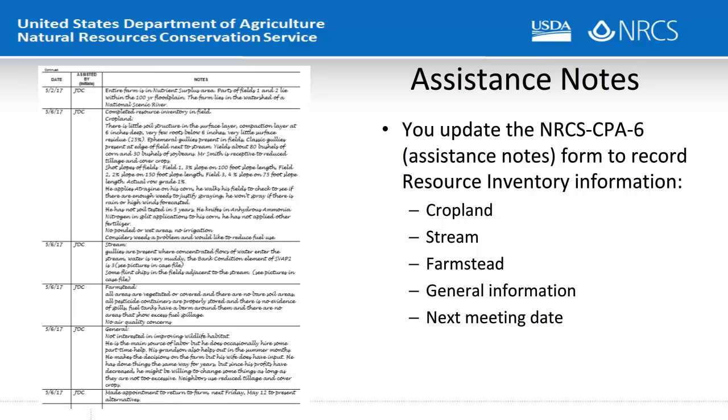You also update the NRCS CPA 6 Assistance Notes form to record important resource inventory information such as cropland conditions, stream conditions, farmstead conditions, and general information as well as the next meeting date. Pause the video to review the assistance notes in more detail. That concludes this video on the field visit. Next, we will review the resource concern checklist that you completed in the field.